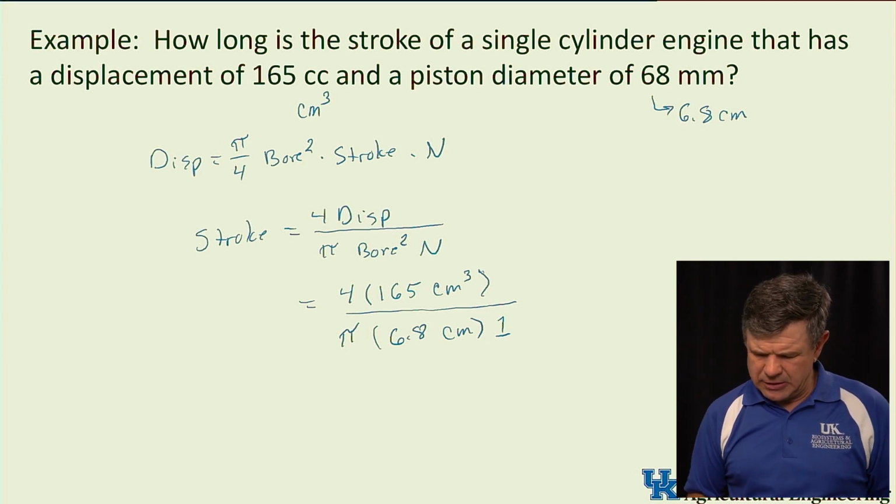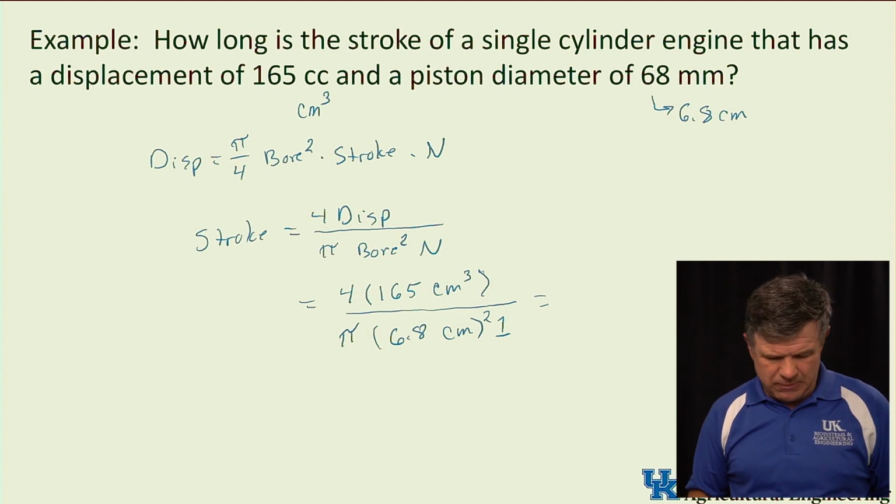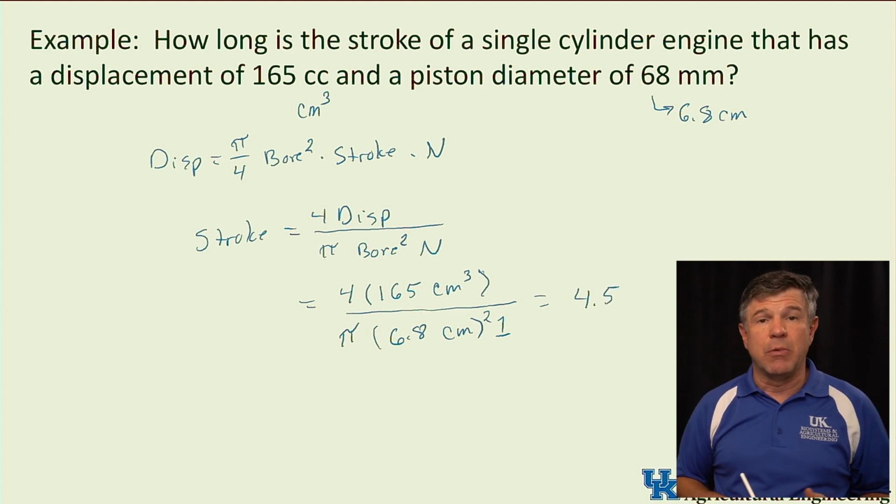So calculator, how do I do this? To calculate this, I just basically take 4, put in my calculator 4 times 165 cubic centimeters, so 4 times 165 divided by pi, divided by the bore. Now I forgot to square this, so let's make sure that we don't lose that square down there. So divided by pi, divided by 6.8 squared, divided by 1, which doesn't matter. And if you run that through your calculator, you're going to find out that that stroke is 4.5. That's the number, but what's the units?